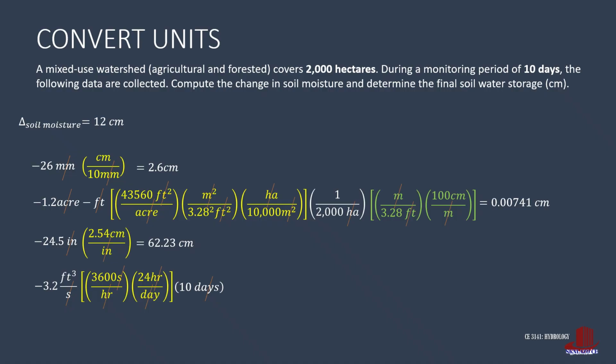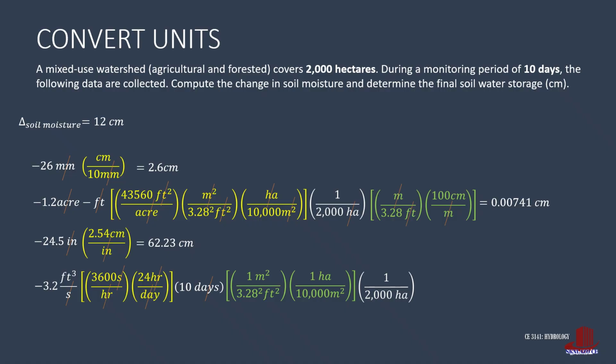Next is to convert cubic feet into cm, and that is by multiplying the square of 3.28 feet as equal to 1 square meter. Then 10,000 square meters is to a hectare. Now that the unit is transformed into hectares, divide this by the catchment area of 2,000 hectares.